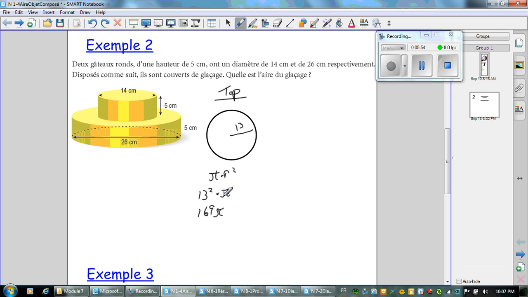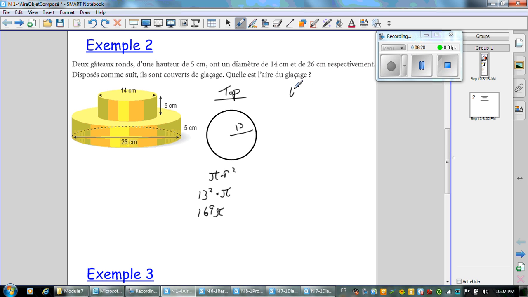And if you ever want to know what the area of that circle is, you just take a calculator and do 169 multiplied by pi. But because you're not allowed a calculator, you just leave it as 169 pi. All right, so we did the top. There's no bottom because we don't frost the bottom of a cake. So now we're going to look at the front, back, and left, right. Well, here we don't really have a front, back, left, right. It's just like a wrap, but we have two wraps.